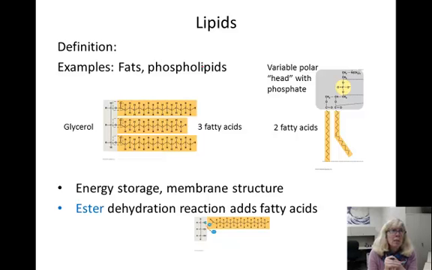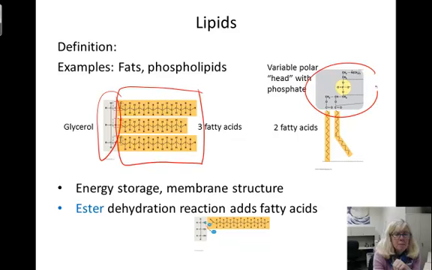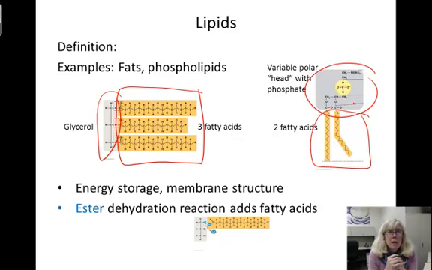Fats have a simple 3-carbon backbone called glycerol bound to 3 long hydrocarbon fatty acid chains, shown here. Phospholipids have a similar backbone and 2 fatty acid chains. Fats are important in energy storage and membrane structure and are formed using an ester dehydration reaction.